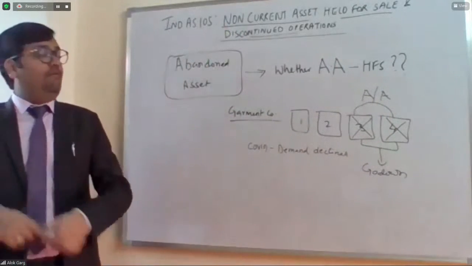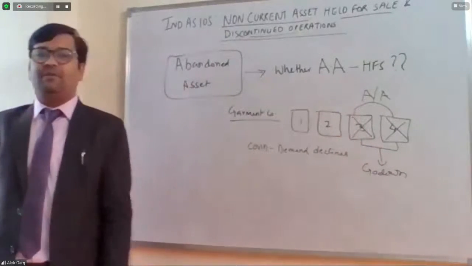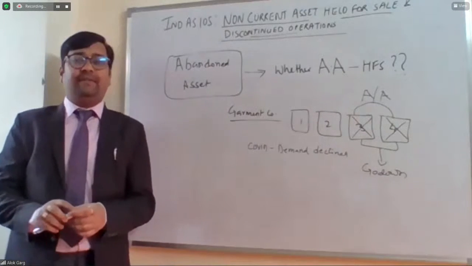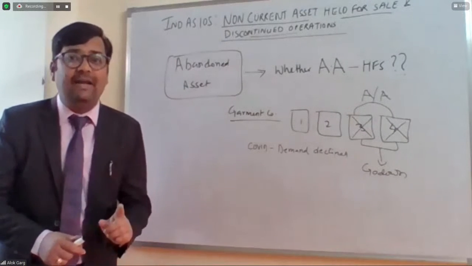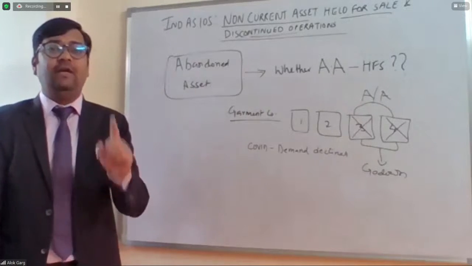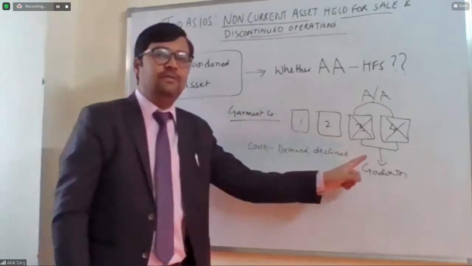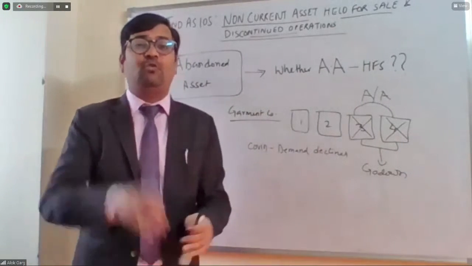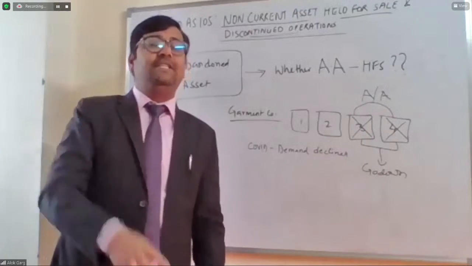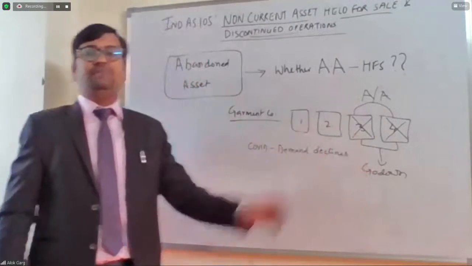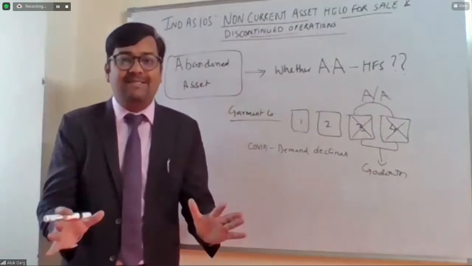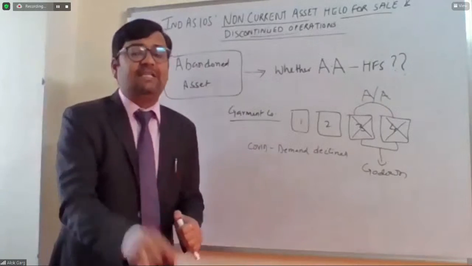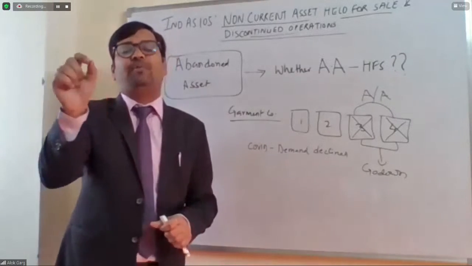Now my question is whether the abandoned asset will be classified as held for sale. The answer is no. Why? Because the intention of the management is not to sell this machinery. The intention of the management is to receive future economic benefit through using this machinery in future, and hence an abandoned asset will not be classified as a non-current asset held for sale. It will still be classified under non-current asset under the head property, plant and equipment.